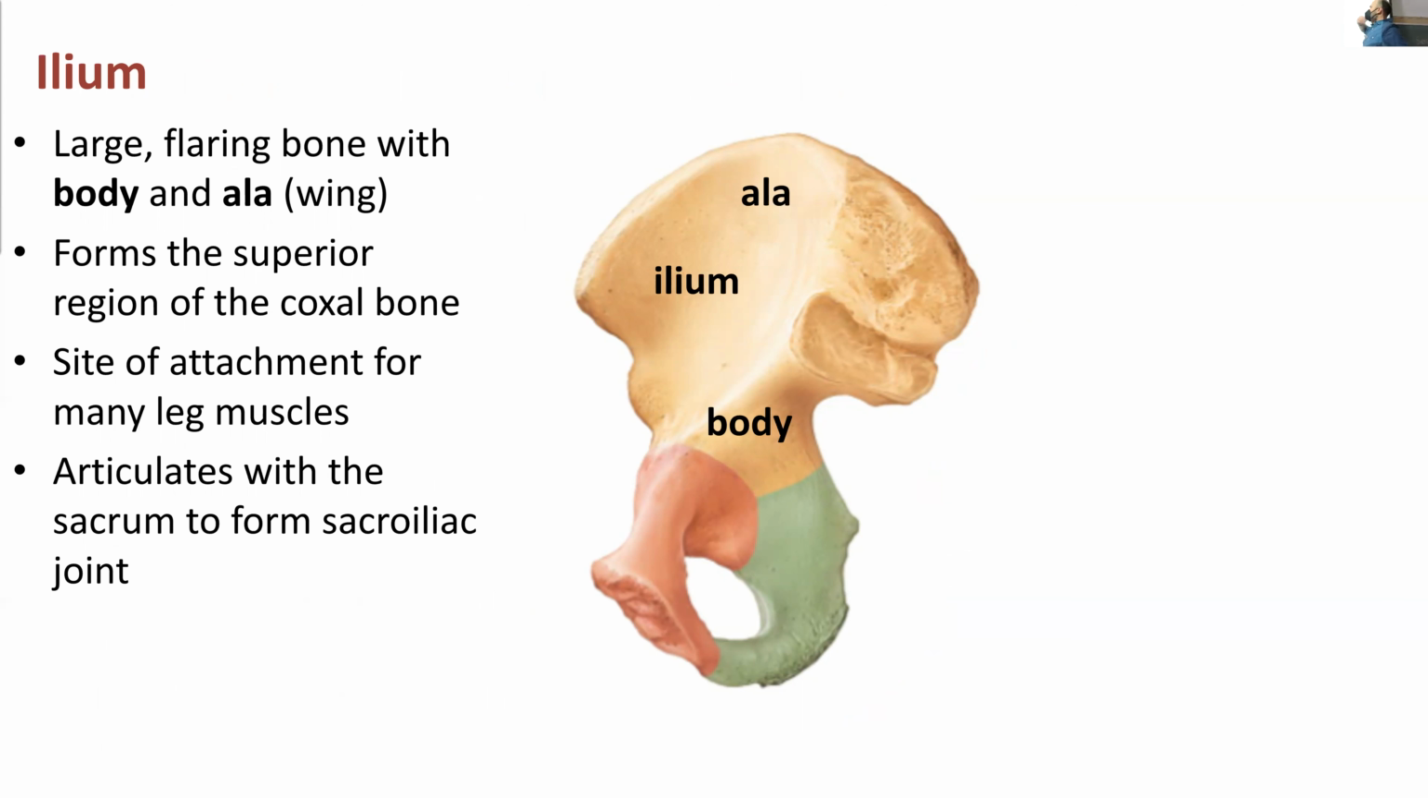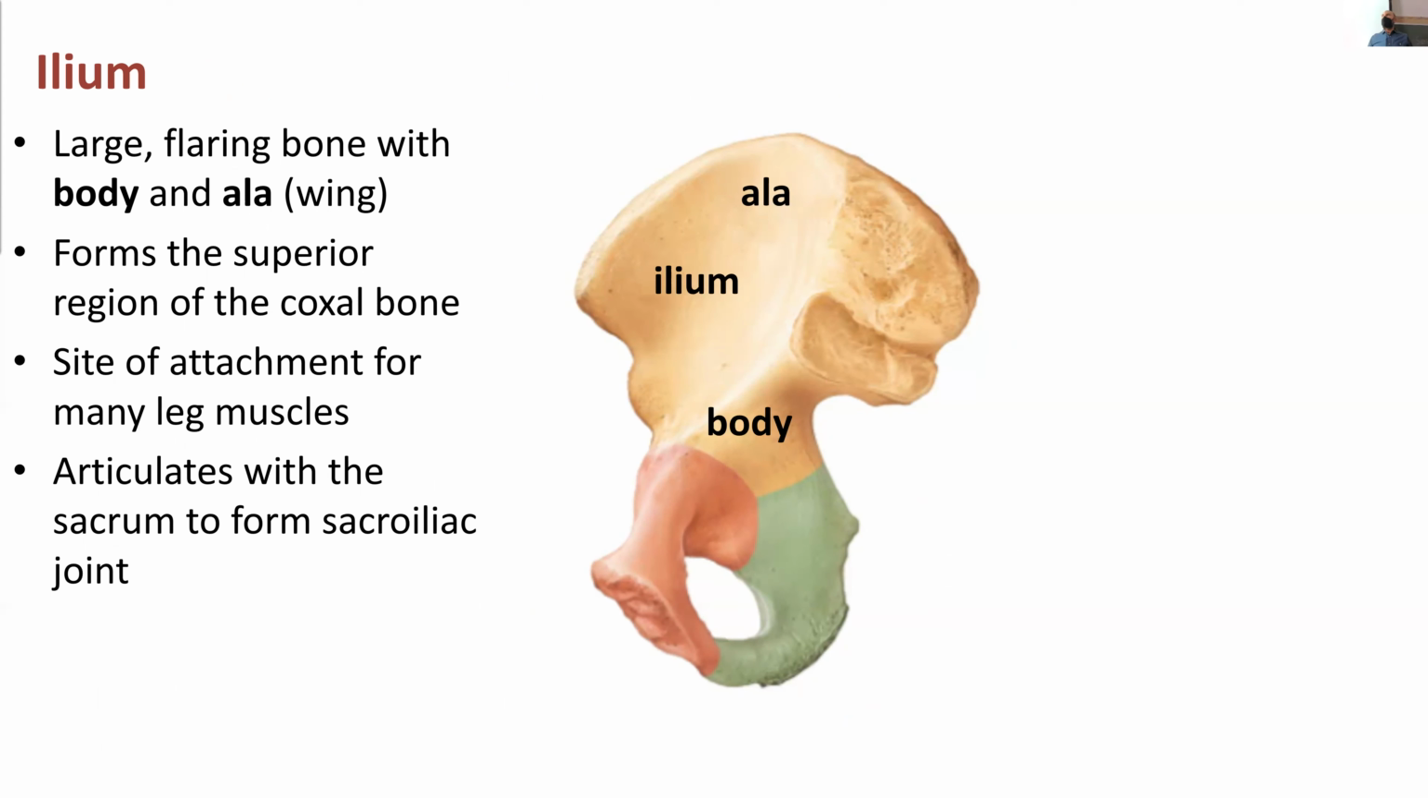I have a slide with a little more detail coming up. But right now I want you to know the ala is the word for wing. That's the top part, and the body is the bottom part. There are many muscles of the legs attached here, so it's a very important bone for the attachment of a whole bunch of muscles. And it also articulates with the sacrum right here, basically.